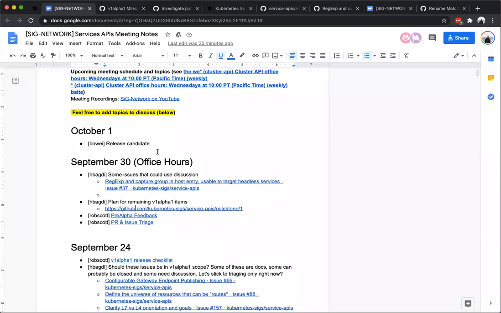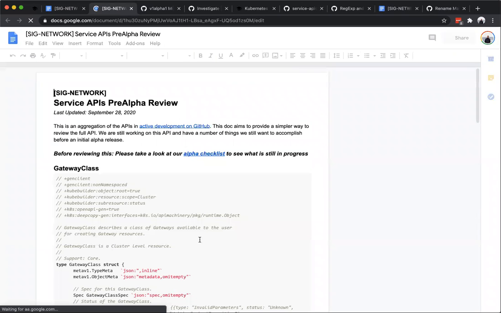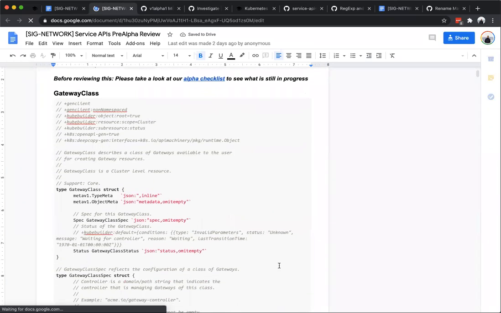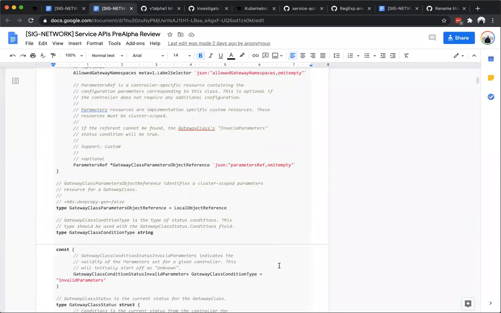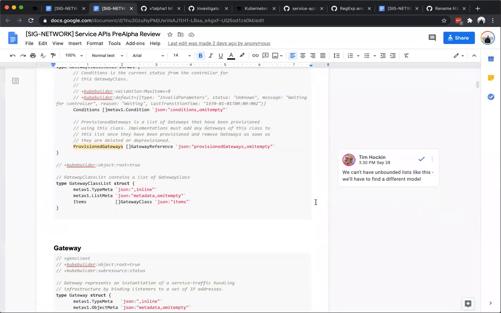And speaking of something that is not necessarily pressing, but is interesting, Tim got a chance to look through at least part of this doc again, and so he's left some comments on our pre-alpha review. It's a really long doc. We have a big API, it turns out. I think it turns into 40 some pages.